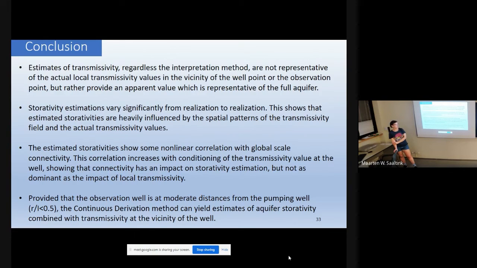And lastly, provided that the observation well is at moderate distance from the pumping well, the continuous derivation method can yield estimates of aquifer storativity combined with transmissivity in the vicinity.